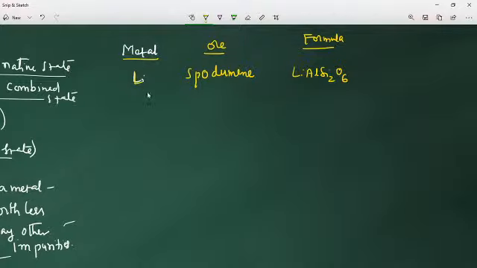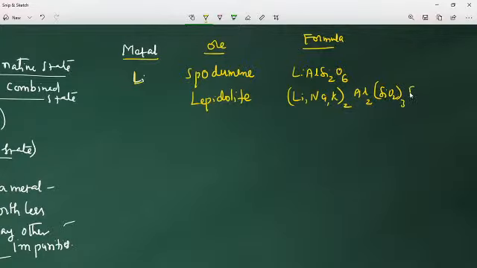Another one is lepidolite. Its formula contains lithium, sodium, potassium, aluminum silicates: Al2, SiO2 thrice, FOH. This is lepidolite. This is for the lithium case.